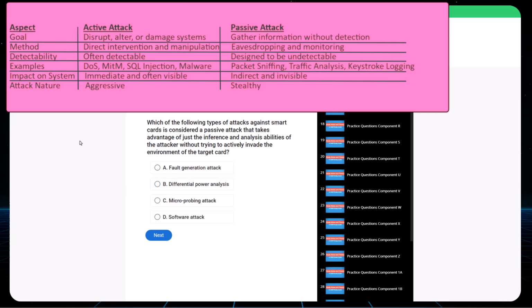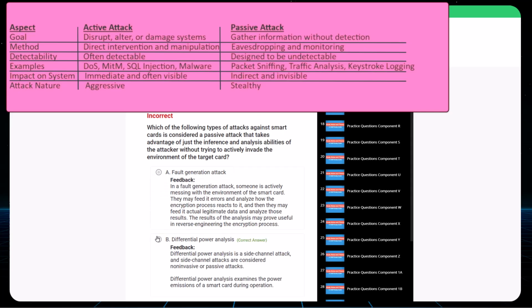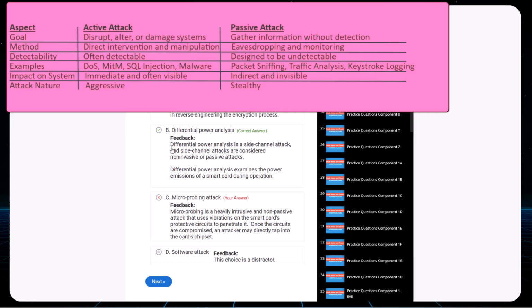Oh boy, these choices take me back. Software attack, micro probing attack, differential power analysis, fault generation. What's the asset? It's a smart card. I know micro probing and smart cards, I know those two terms go together, so I'm just gonna go with choice C. Oh shoot, that's wrong. What's the correct answer?